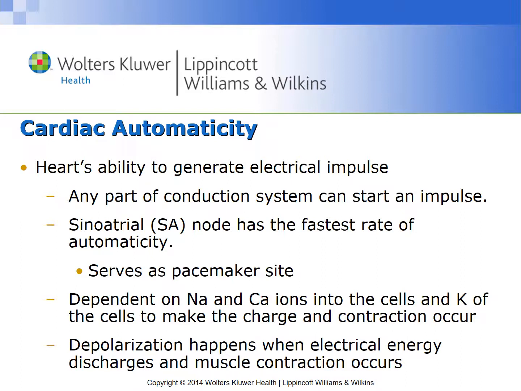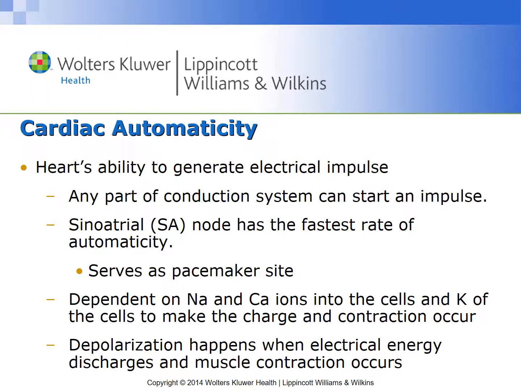So the word cardiac automaticity is talking about the heart's ability to generate an electrical impulse. Sometimes we have too much automaticity going on, but any part of the electrical system of the heart can start an impulse. So we have the SA node that has the fastest rate, and that's our pacemaker site. And the automaticity is dependent on the sodium and calcium ions in the cells and potassium of the cells to make the charges and the contractions occur.